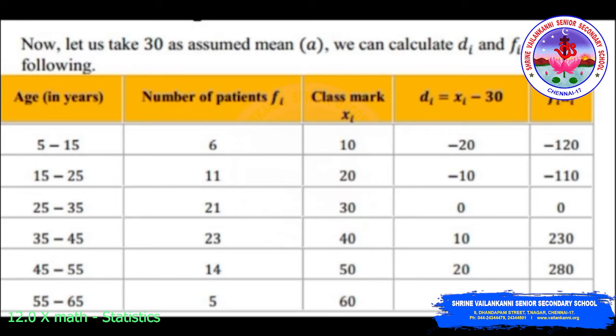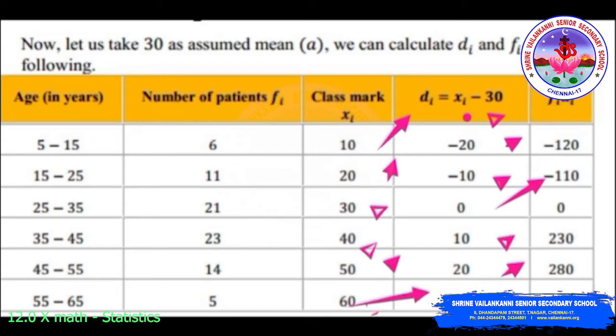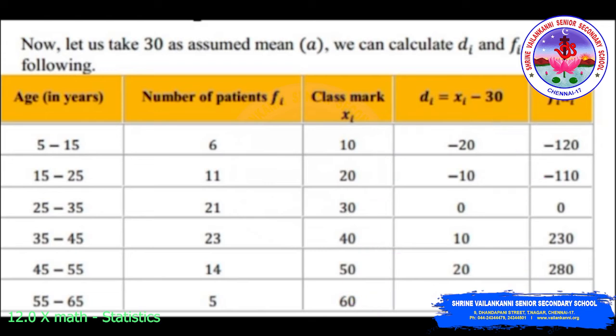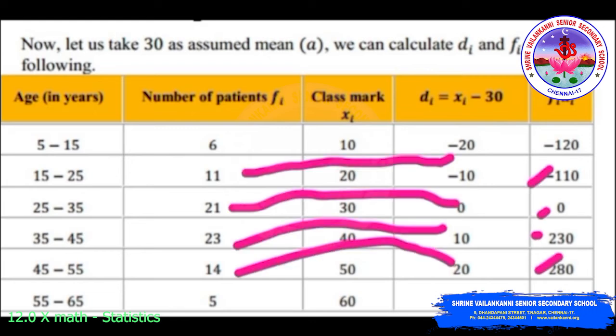In the first case, I will be getting 10 minus 30, which is minus 20. Similarly, the second one, 20 minus 30 is minus 10. 30 minus 30 is 0. 40 minus 30 is 10. 50 minus 30 is 20. 60 minus 30 is 30. To find out the fidi column, multiplying fi into di, that is 6 into minus 20, I'll get minus 120, minus 110, 0, 230, 280, 150.